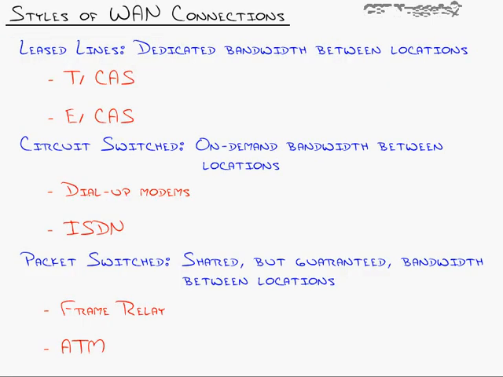With all those different kinds of WAN connections out there, let me boil it down to the three major categories: leased lines or dedicated circuits, circuit switched, and packet switched. Now, leased lines are the most common types you'll hear about when somebody says, oh, I have a T1 line or I have an E1 line. They're usually talking about a leased line connection.